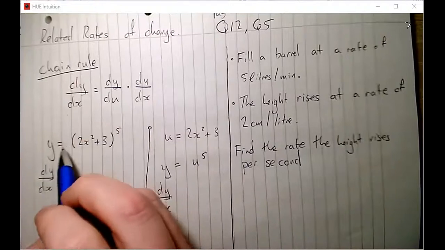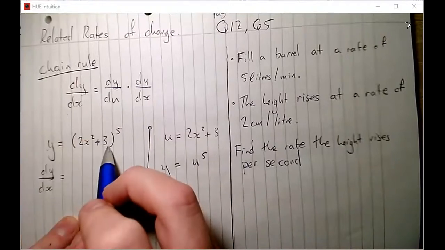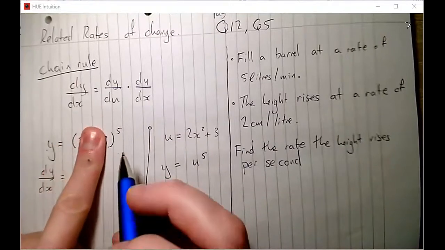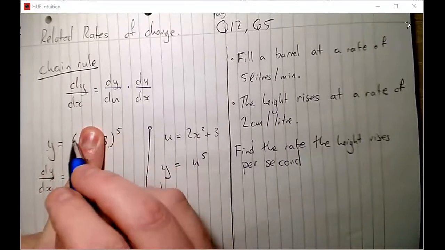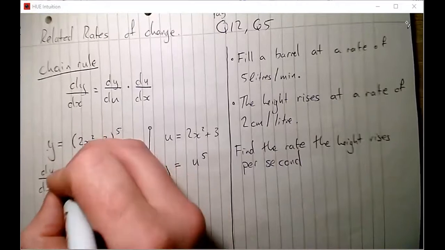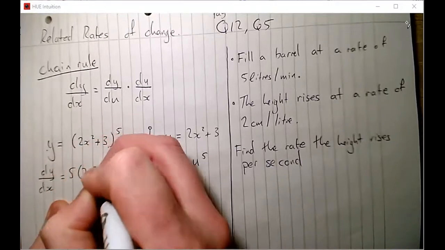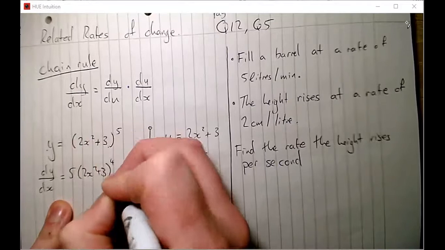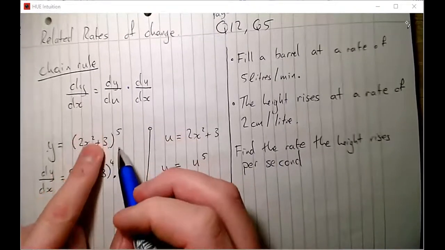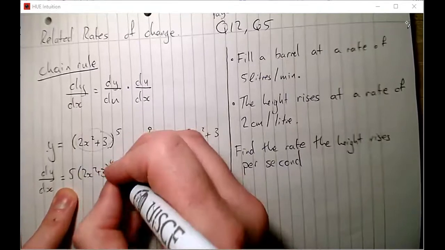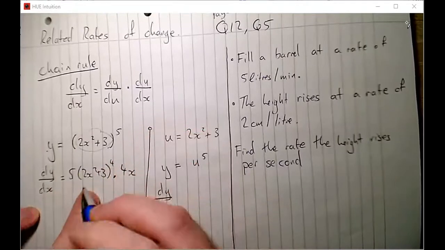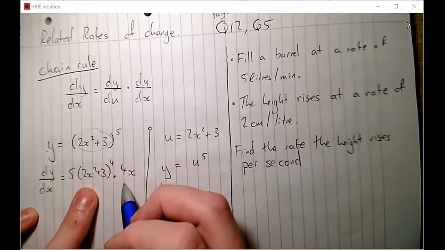What we would have said is, if this is a function y, the chain rule says differentiate as usual, ignoring the bit in the brackets. So 5 times this to the power of 4. Okay, and then we said multiply by the derivative of this thing. So 2 times 2 is 4x. So that's how we would have differentiated using the chain rule.